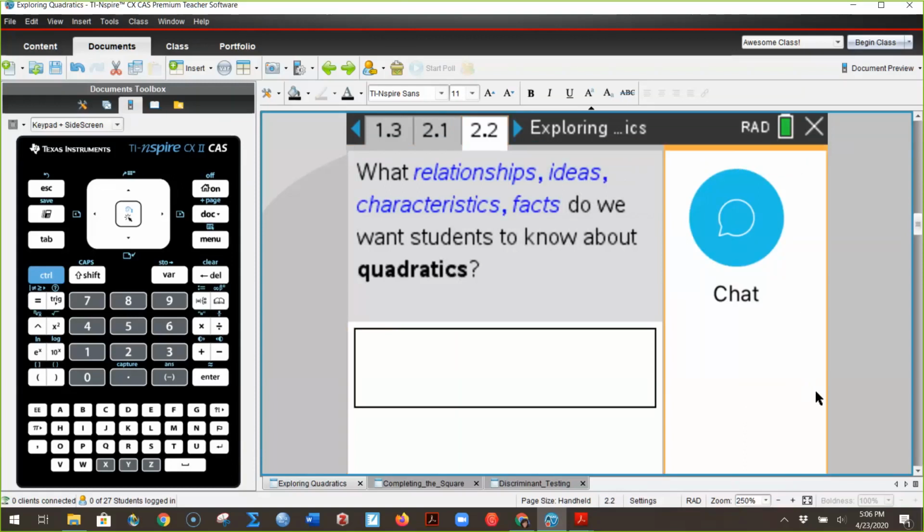I know it's the end of the day, but what kind of relationships, and we kind of mentioned a couple of these with the skills, but what kind of relationships or ideas, characteristics, or facts do we want students to know about quadratics? And so one idea that's listed is the idea that the quadratic could have an interval where it's increasing. We can have an interval where it's decreasing. With that, we also have intervals where the function is positive and where the function is negative, and those are two completely different concepts. The rate of change idea, how they relate to the areas of things.